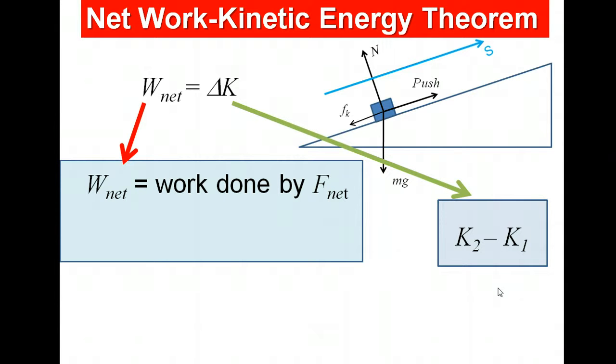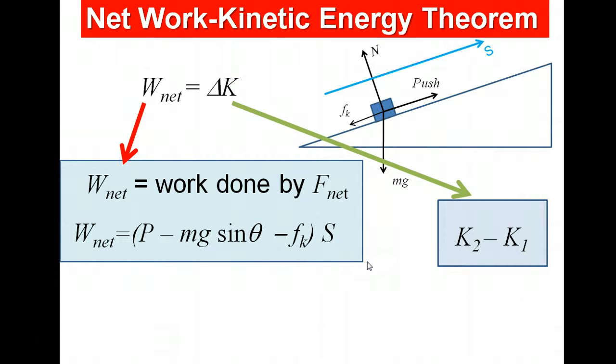To calculate the net force, looking at the free body diagram, we see the net force involves the push, the friction, and the component of the weight. So we write that the net work is equal to (P minus mg sine theta minus Fk) multiplied by the displacement. The net force is in the same direction as displacement, so we have a cosine zero term here. So this is one way in which we can calculate the net work, and this theorem says that this net work can be set equal to the change in the kinetic energy.